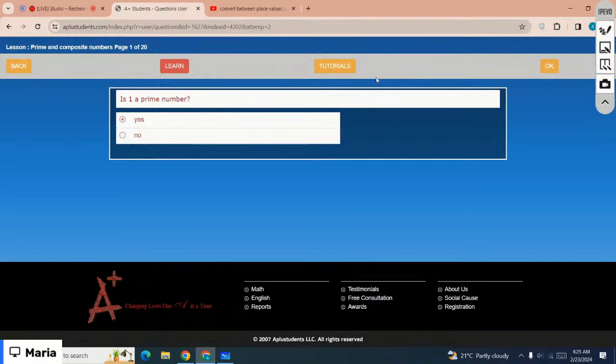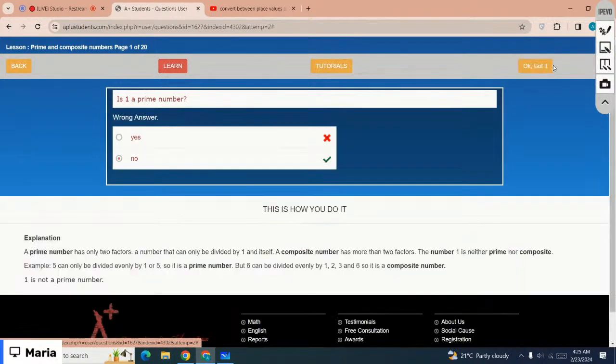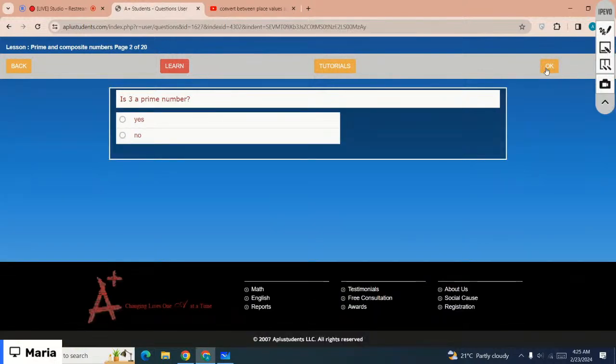Is 1 a prime number? Yes, 1 is a prime number, right? Hisham, what's wrong with you? Oh, sorry, 1 is neither prime nor composite, right? The correct option is no, 1 is neither prime nor composite. Got it? 1 is the only number that can be neither prime nor composite.